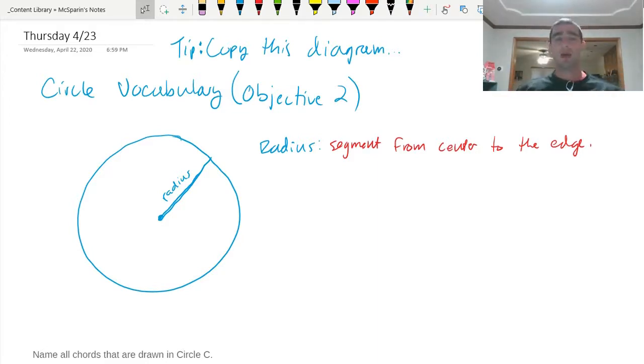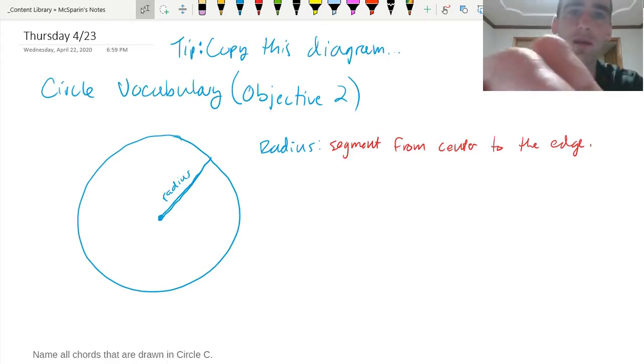So any segment at all that goes from the middle of the circle out to the edge of the circle, that is a radius. Okay.